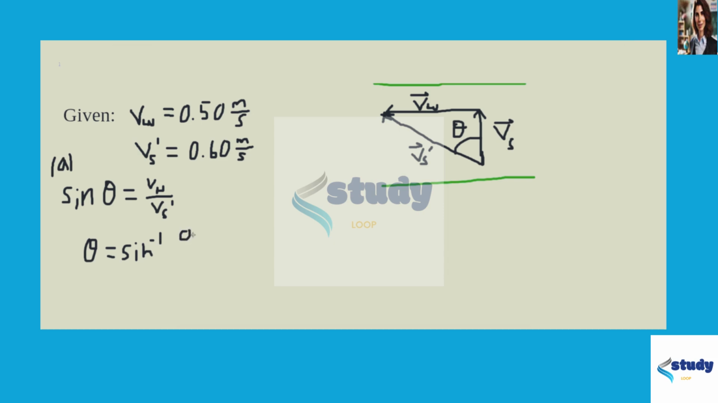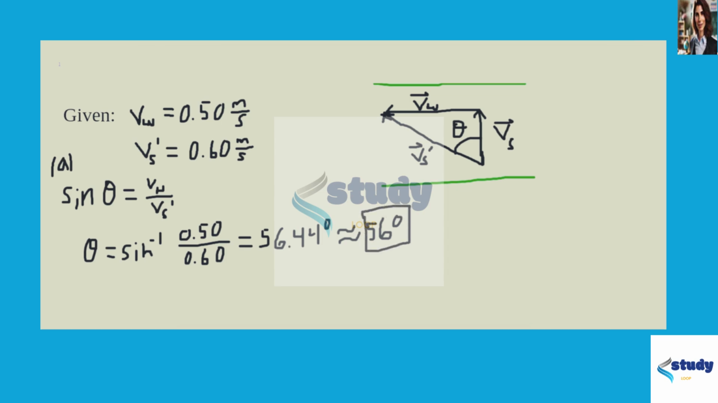We'll write what VW is, which is 0.50 meters per second, divided by Vs prime, which is 0.60 meters per second. The meters per second cancel, so we don't have to write those. If you take the inverse sine of that ratio, you will get 56.44 degrees, which, reported to the correct number of significant digits, is approximately 56 degrees. So that is our solution to part A.